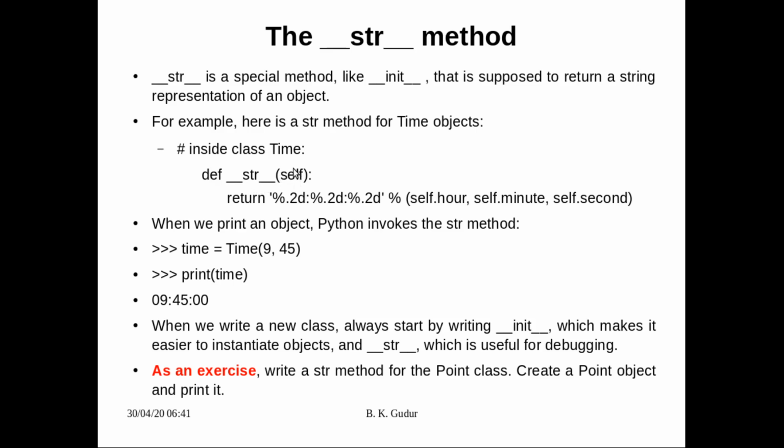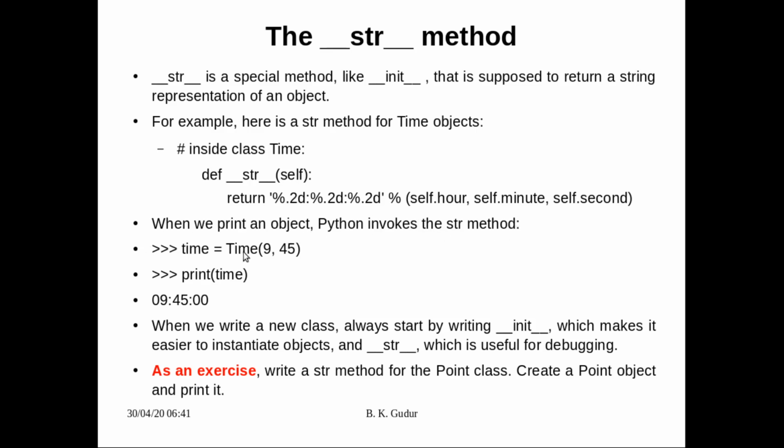This is like the print_time function, which used to take one object, and this is also taking one object which has to be printed. It doesn't print; it returns the string representation. It will return this particular string, right? So when we want to print an object, Python invokes the str method.